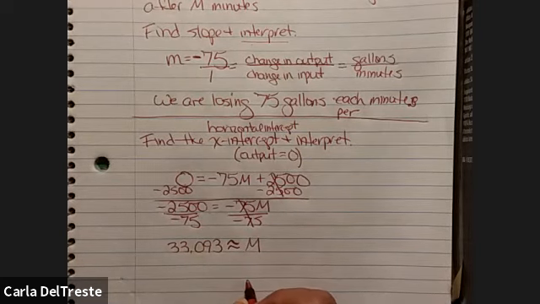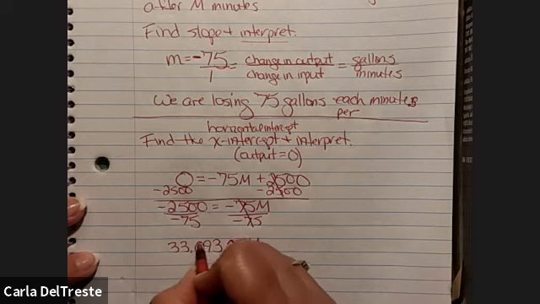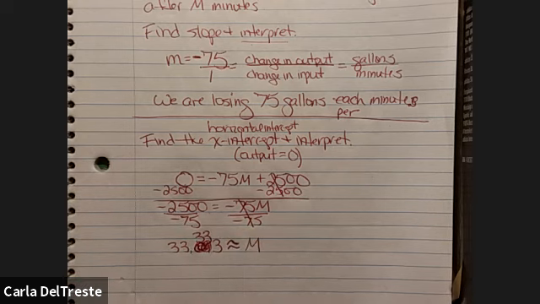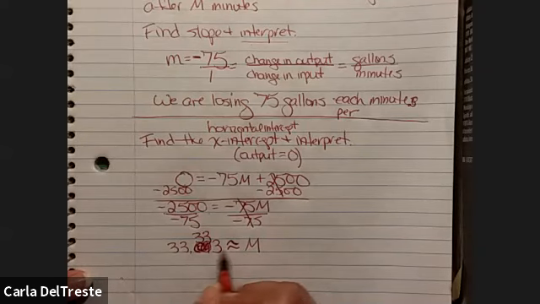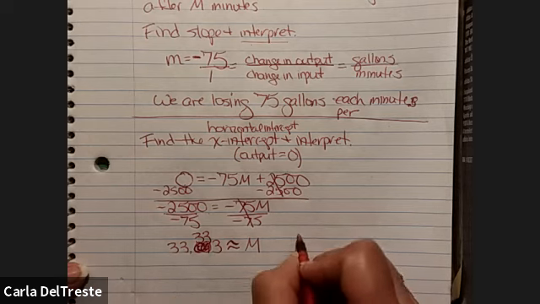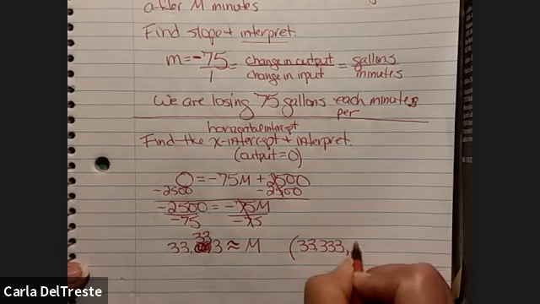The point is we have to, oops, nope, that's not right. 33.333. I was looking at the wrong thing. Sorry. Still approximate. Okay, I'm still rounding this off. But now what does this mean? I have to interpret this. This is the ordered pair 33.333, comma 0.